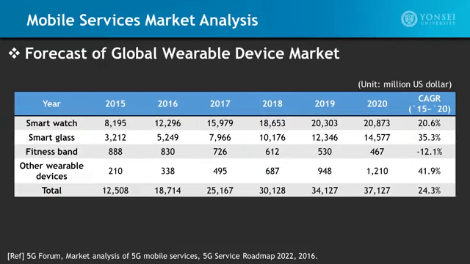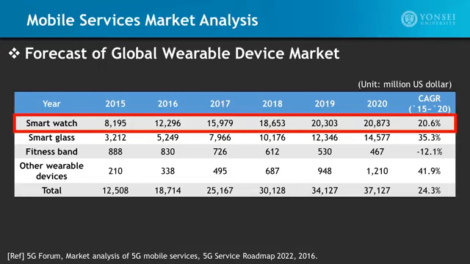And the device market data that we have right here. This is the wearable device market. There are other device markets that will take advantage of mobile services, like Internet of Things. But first, let's look at wearable devices here. The first category is smartwatch.